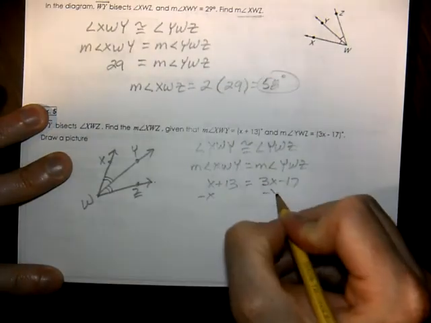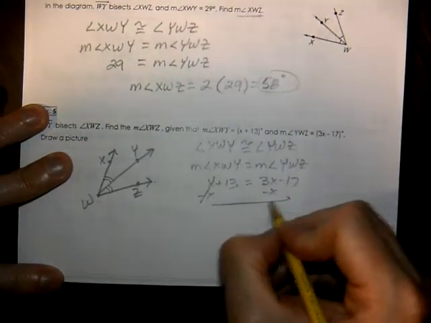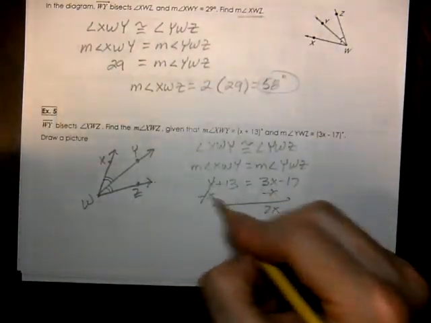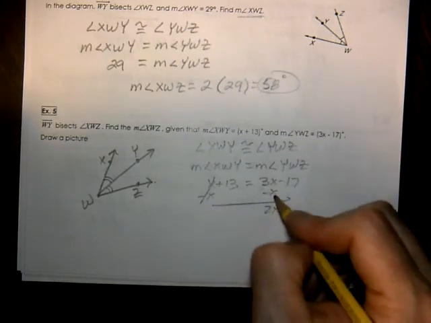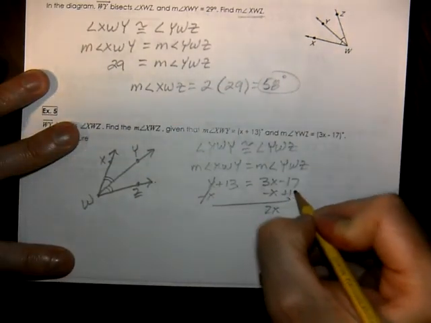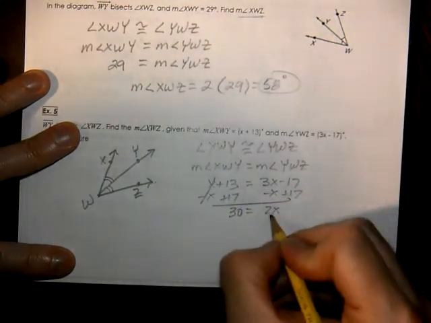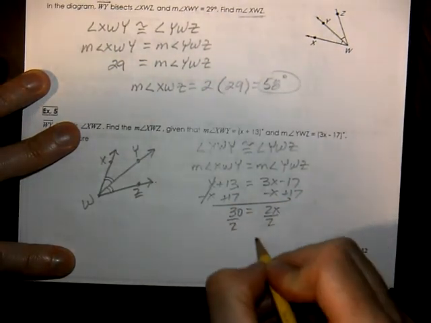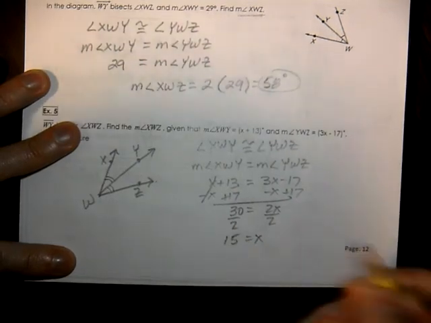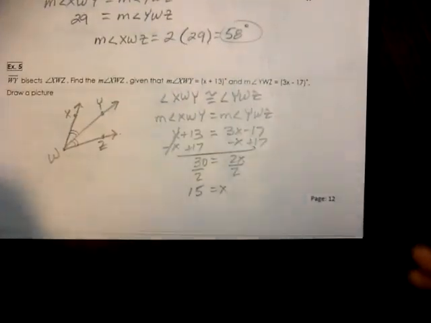So we go to the opposite side of the equal sign. So we have to change the sign. Negative x on both sides gives us 2x. Plus 17 on both sides gives us 30. Divide by 2. X is 15.